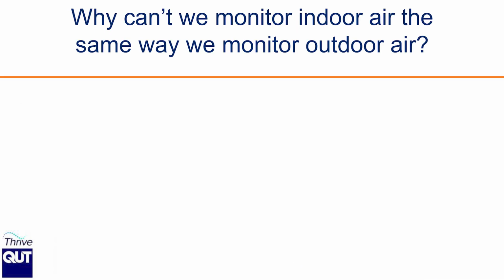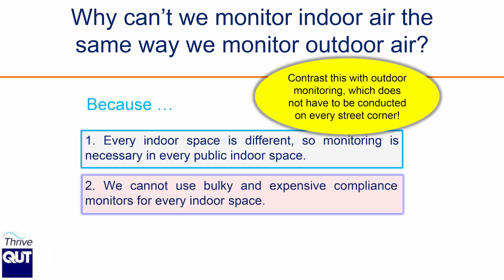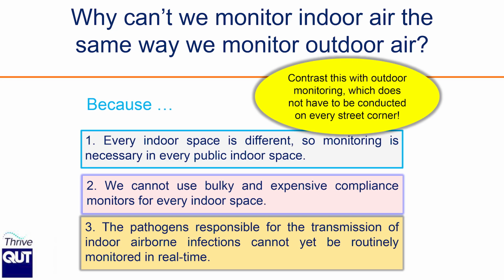Why can't we monitor indoor air in the same way we monitor outdoor air? Because every indoor space is different. So monitoring is necessary in every public space. We cannot conclude what's in the room next door compared to what's here. We cannot use bulky and expensive compliance monitors for every indoor space, which brings us to low-cost sensors. And the pathogens responsible for the transmission of indoor airborne infection cannot yet be routinely monitored in real time. There's lots of work in this space, but I haven't seen any real progress.